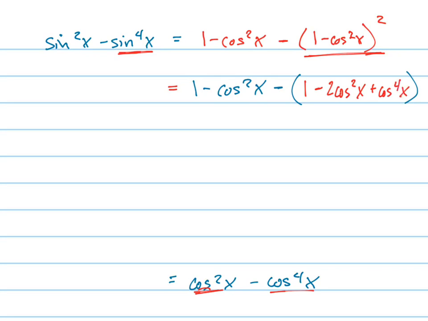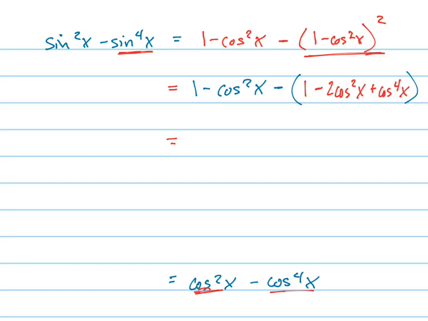Do it to the side, do your FOILing if you don't believe me, but you'll see that it did work that way. Now, the next thing I'm going to do is distribute this negative into the parentheses. See how I was careful using parentheses around that thing? Because that negative is really on the outside of it.